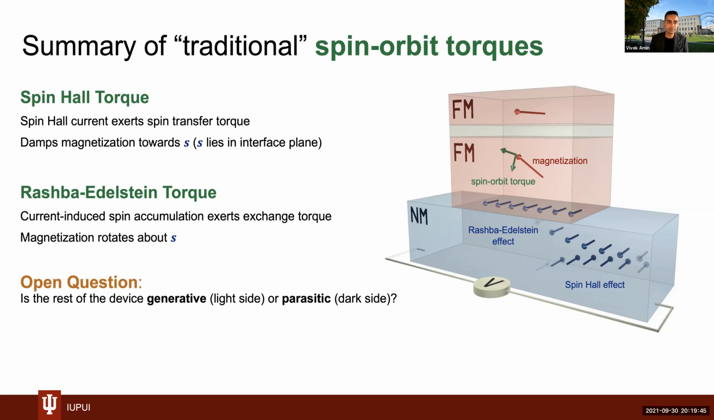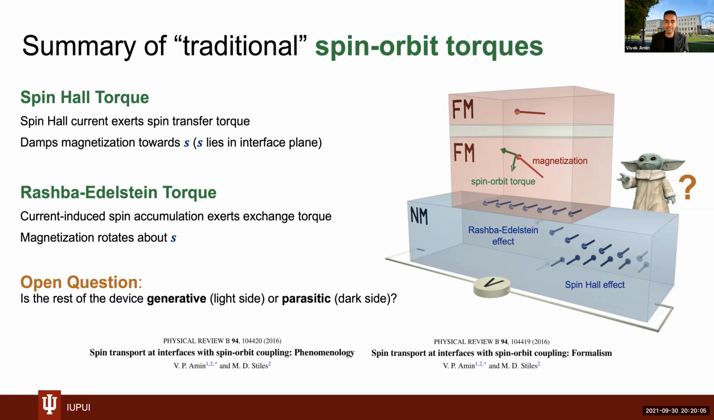So the open question then is, are these the only mechanisms? Are these the only ways that this can happen? And what are the consequences of spin-orbit coupling in this device? Is it generative, the light side, or is it parasitic, the dark side? So here I'm now putting up two papers, which I wrote with Mark Stiles in 2016, which essentially the goal was to analyze all the consequences of spin-orbit coupling in a device like this, but using a very simple model.